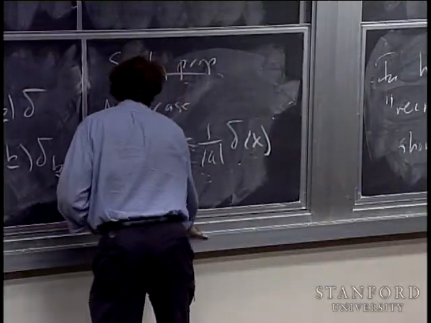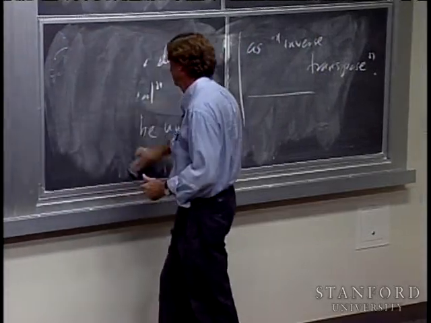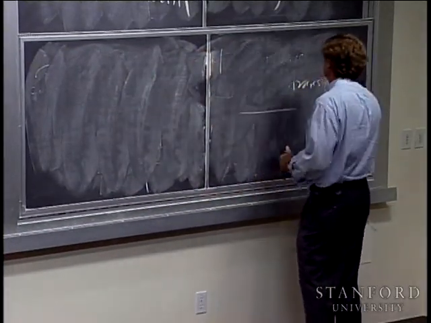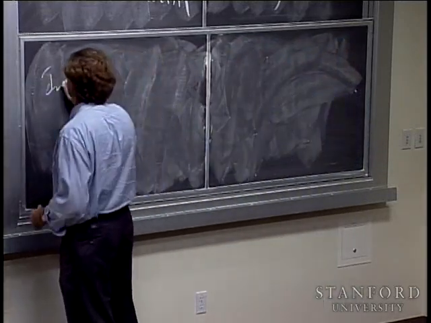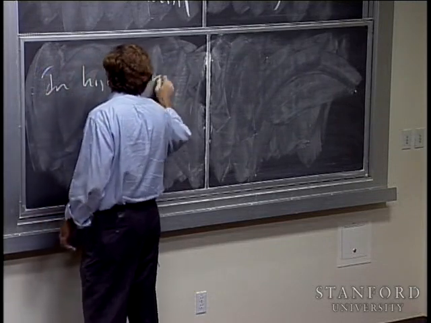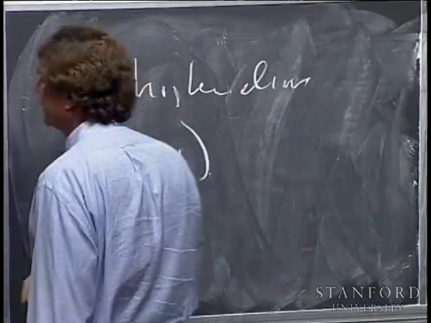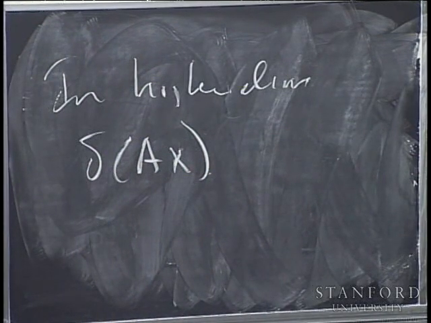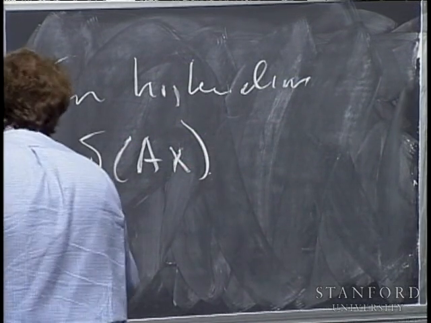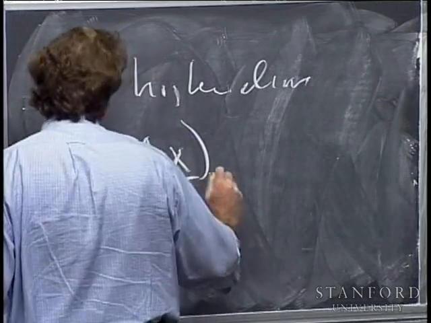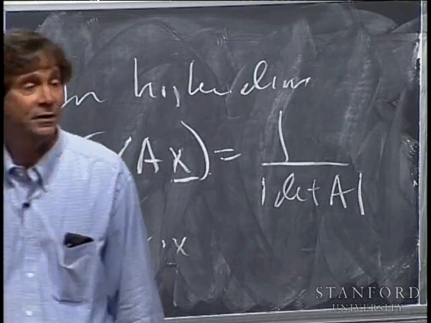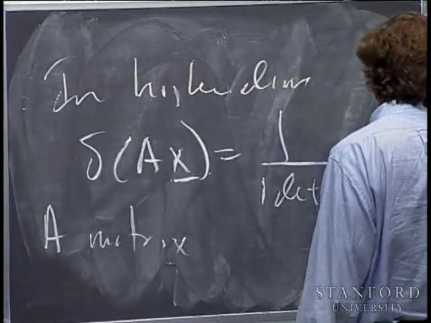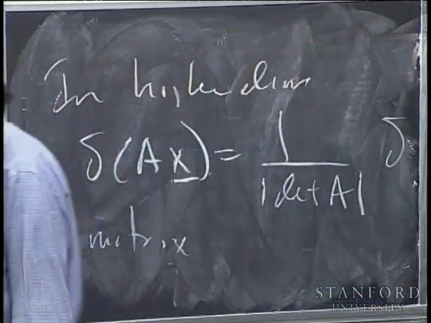And what do you suppose the result is in higher dimensions? If I scale the variable inside by a, there are ways of making this precise without bringing the variable in, but I'm not going to do that. It will take more effort. So if a is a matrix here, then this is 1 over the determinant of a, really analogous to the one-dimensional case, times delta of x. That's how delta scales.